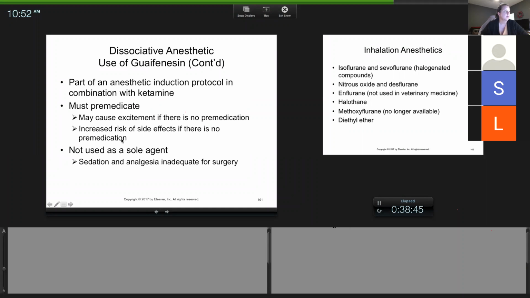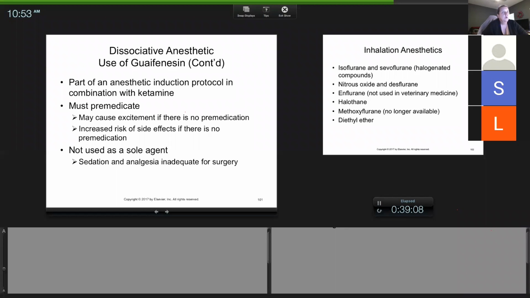So typically we give a pre-med with guaifenesin. Guaifenesin is not used alone. It's just to enhance our anesthesia, just to enhance the effects. That's all for you.